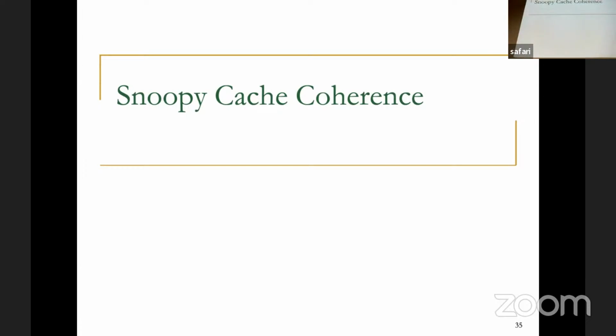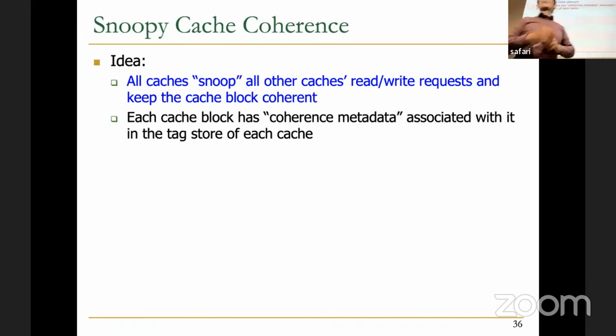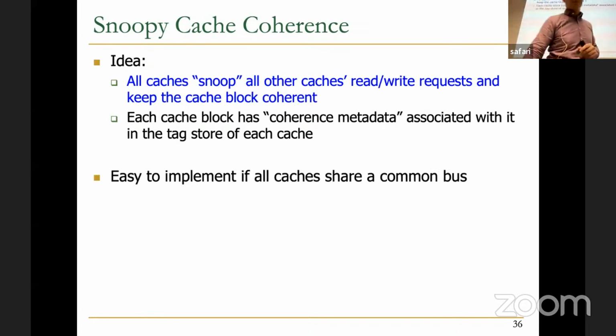Okay, so that was directory. Let's talk about Snoopy cache coherence, and then we'll probably take a break. Going a bit slower than expected. Okay, so I've already given you this idea. Essentially, all caches snoop all other caches' read and write requests, and keep the cache block coherent. Each cache block has some coherence metadata associated with it in the tag store of each cache. So directory has all the metadata. Here, we're going to put coherence metadata into the caches, as we will see.